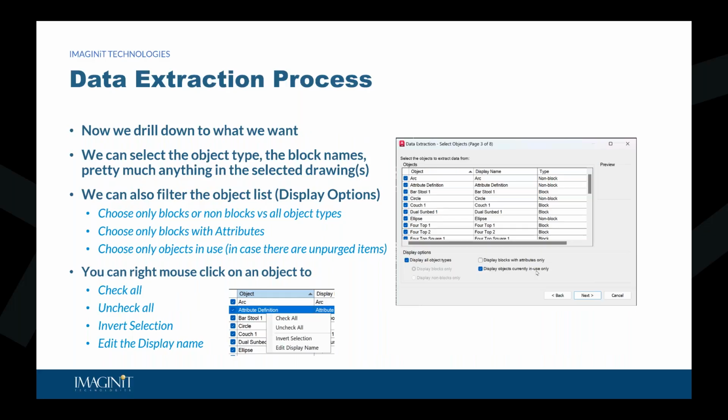So editing the display name is what it's going to show up as in the table. So this will say attribute definition for the object, but the display name could be, you can leave it as attribute definition, you can save it as what you want, something else, if that makes better sense for you.